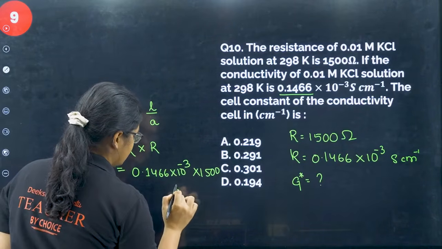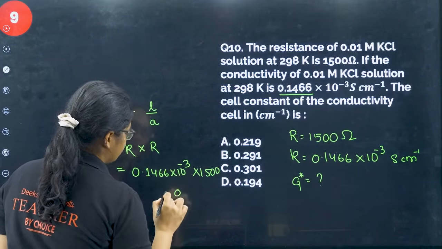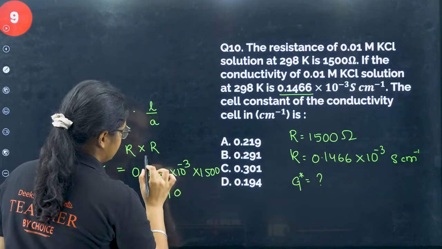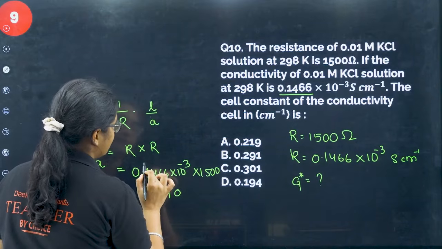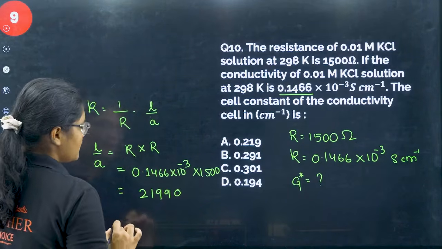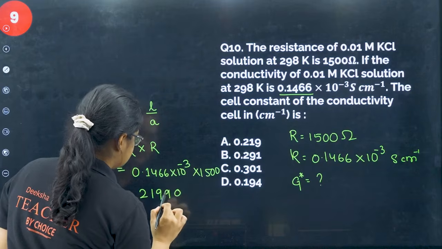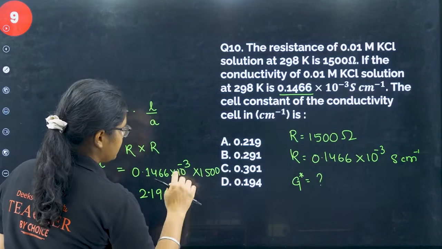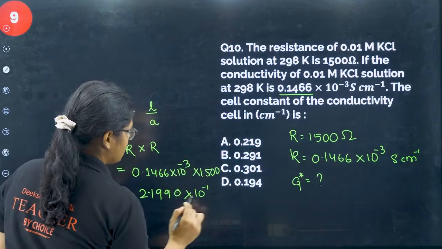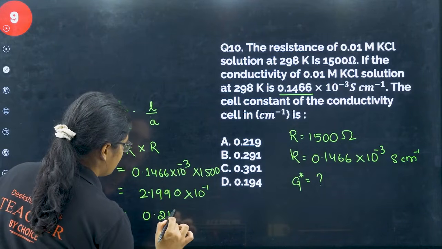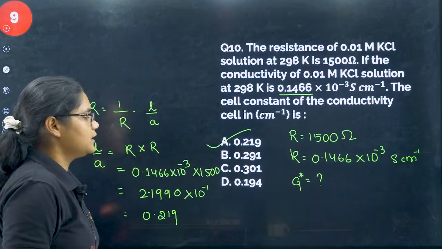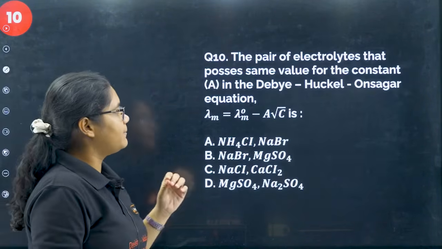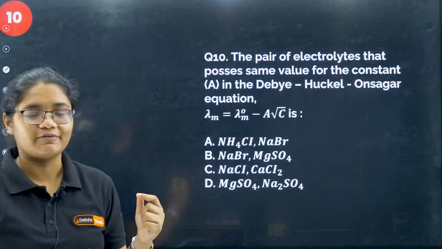So 15 6s are 90, I have 9, 15 6s are 90 plus 9, 99, then again I have 15 4s are 60 plus 9, 69, then I have 15 1s are 15 plus 6 is 21, okay. Then I have 4 decimal places, 1 2 3 4, and the power I will get is minus 3 plus 2 minus 1, so I will get 0.219, which is option number A here, okay. Next, we'll see question number 10, the pair of electrolytes that have the same value of A.